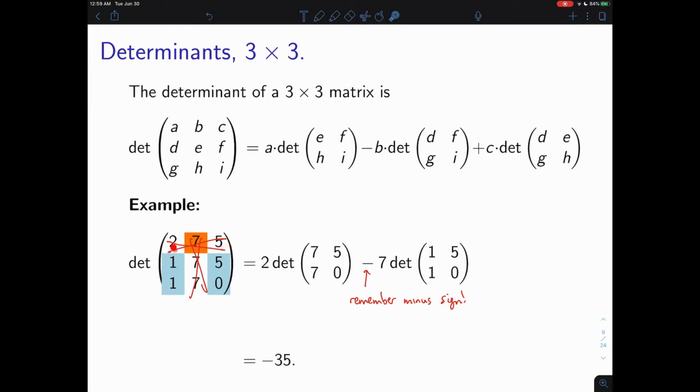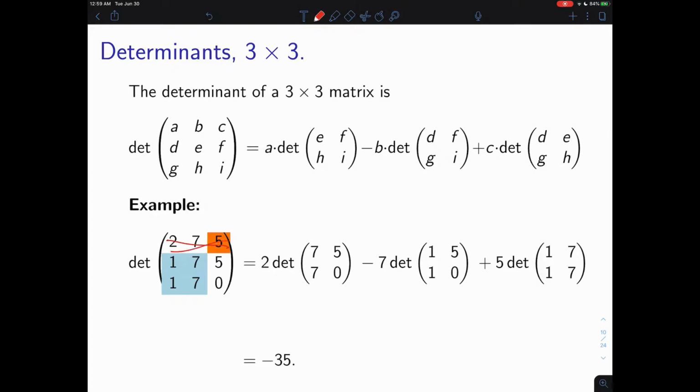So just remember. And then to finish, going across the top row, I did the 2, I did the 7, last one is the 5. So here's our 5. And cross out the row and column, and look what's left over, 1, 7, 1, 7. Put that into a 2 by 2 matrix. All right, so I've got my 3 by 3 determinant broken down into 1, 2, 3 pieces, and each piece is a 2 by 2 determinant, which, good news, the 2 by 2 determinant wasn't that complicated. We can figure that out.